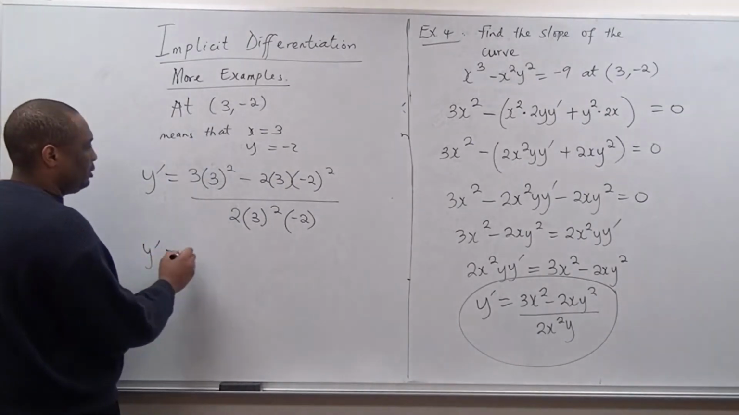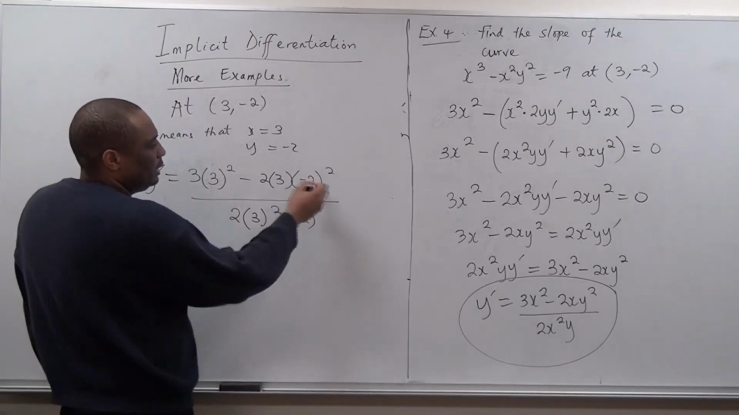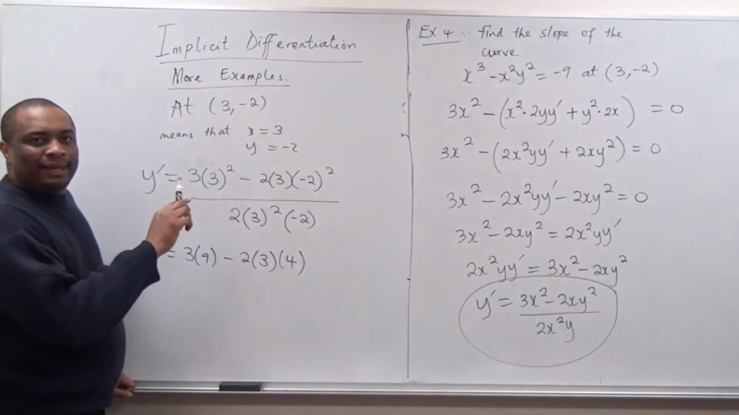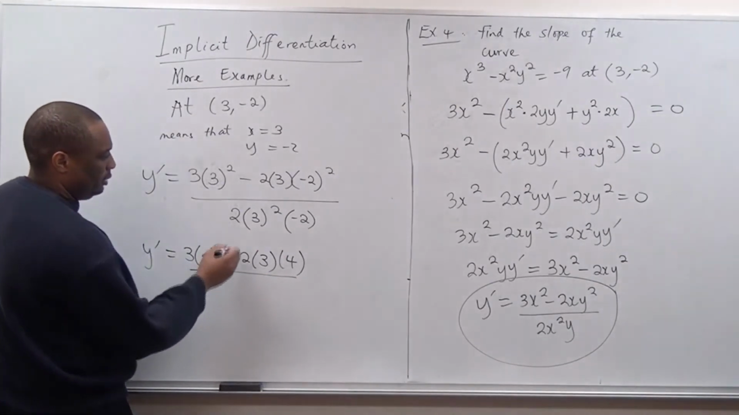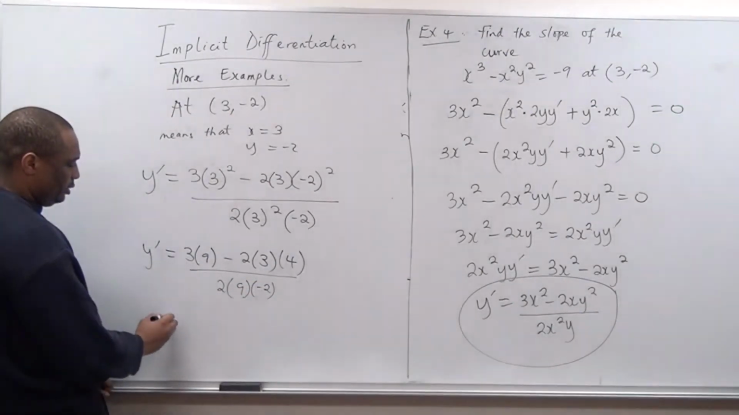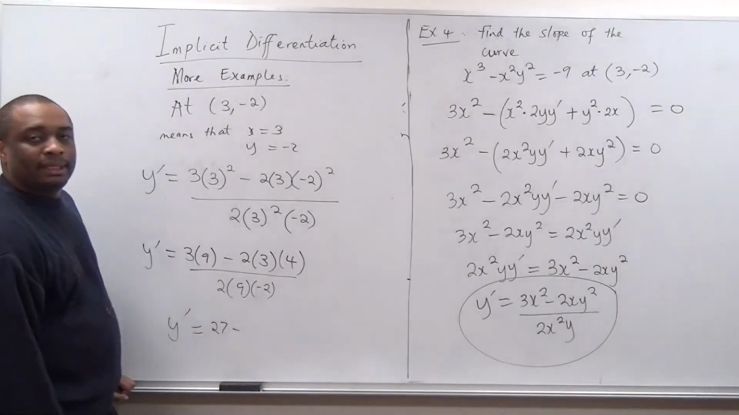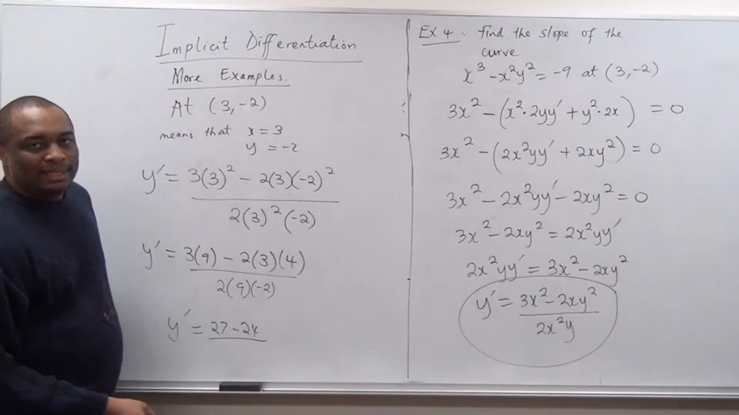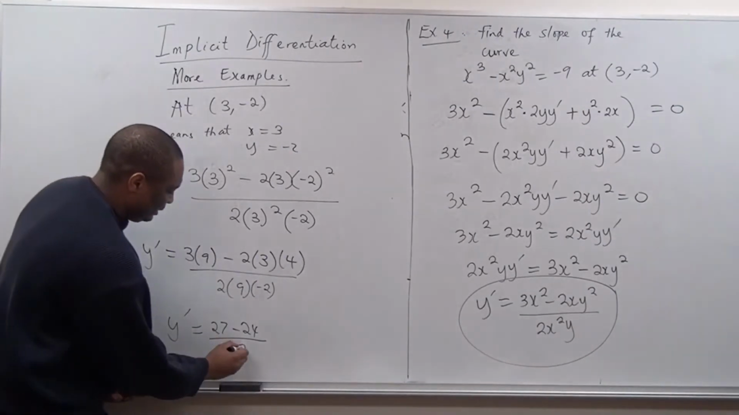So y prime will be equal to 3 times 9 minus 2 times 3 times, and negative 2 all squared will give us 4. I did an example like this in the other video. So all over 2 times 9 times negative 2. Okay, so y prime will now give us what? 3 times 9 is what? 27 minus 2 times 3 is 6 times 4 is 24, all over 2 times 9 is 18 times negative 2 gives us negative 36.